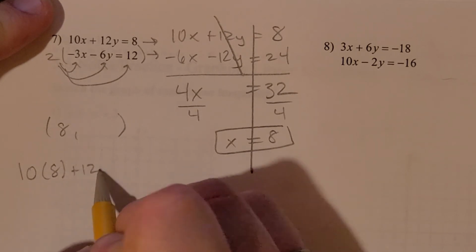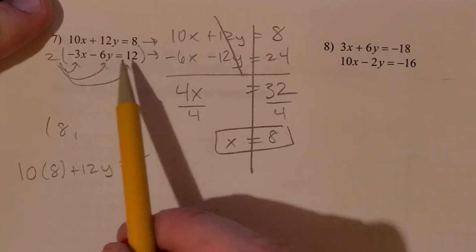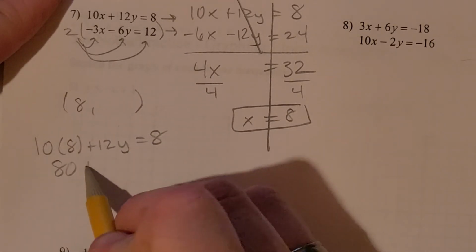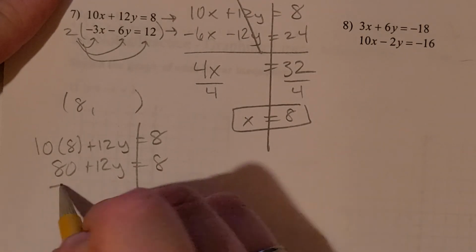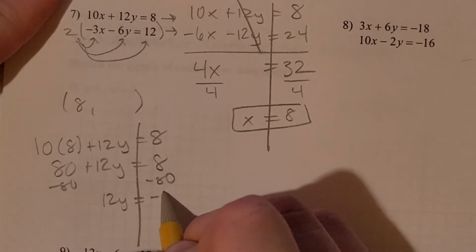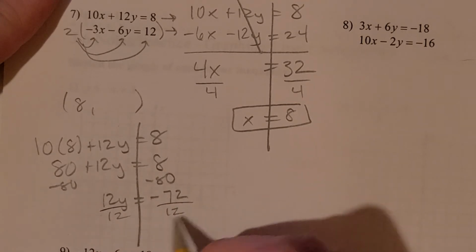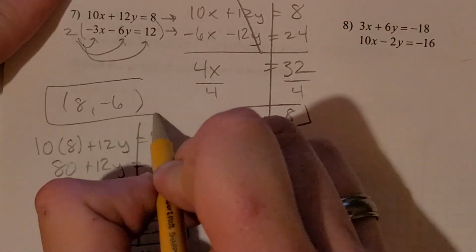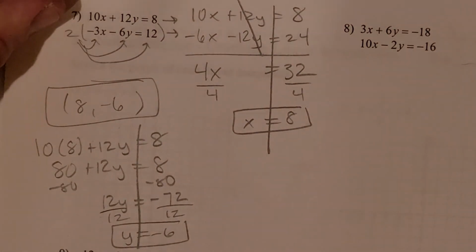10x plus 12y equals 8. Probably not the best choice. You probably should have picked the one with smaller numbers, but hey, we're going to go with it. So 80 plus 12y equals 8. 2-step equation. Subtract 80, and I get 12y equals negative 72. And then when I divide by 12, I get y equals a negative 6. If you had plugged 8 into either of the other equations, you still should have gotten negative 6.